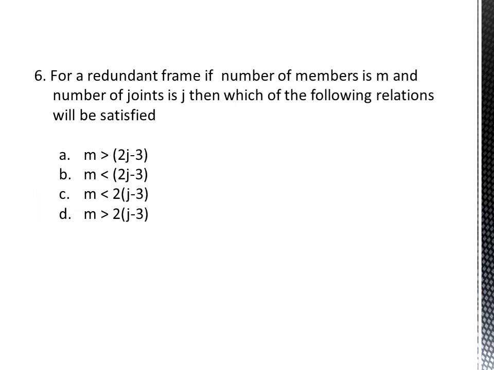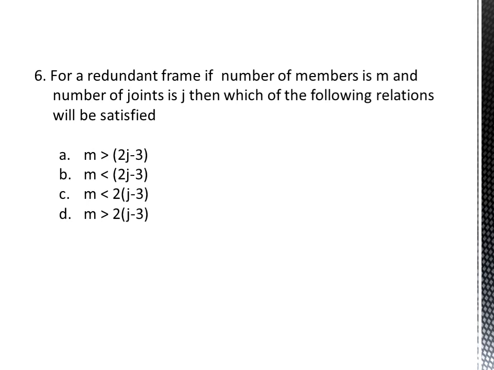Sixth question. For a redundant frame, if number of members is m and number of joints is j, then which of the following relations will be satisfied? We have the options. Option A, m is greater than 2j minus 3. Option B, m is less than 2j minus 3. Option C, m is less than 2 into j minus 3. And option D, m is greater than 2 into j minus 3.